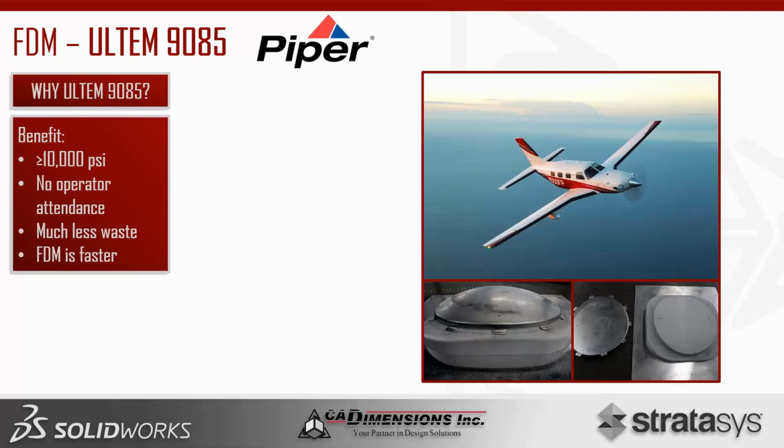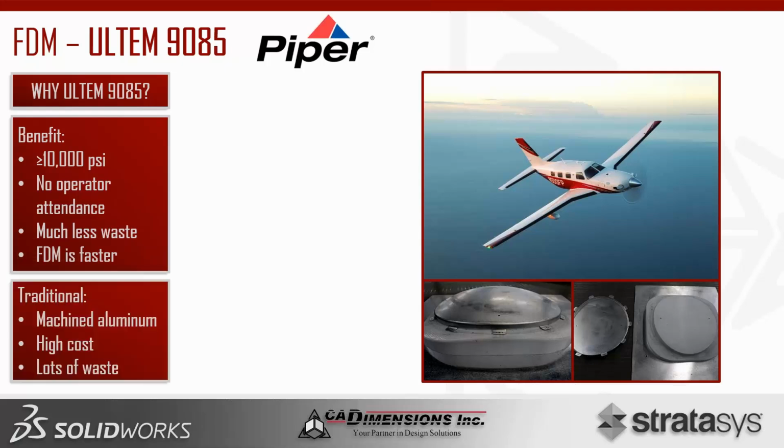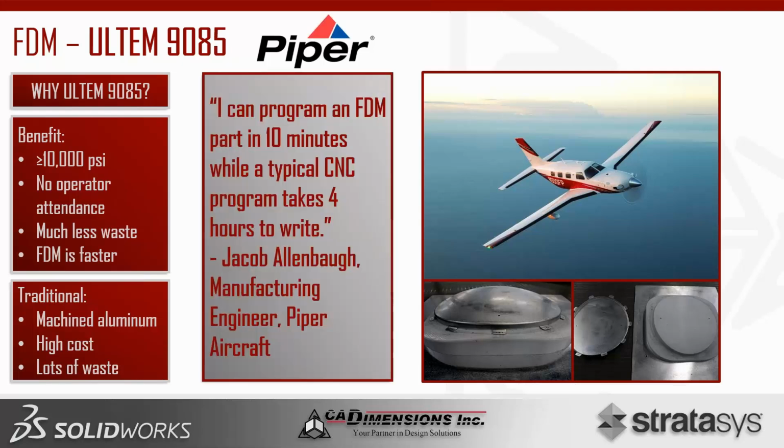And also, you have much less wasted material going from traditional to additive manufacturing methods. And FDM is normally faster than CNCing anyway. Traditionally speaking, they were machining these parts out of aluminum, which has a high cost and obviously lots of waste associated with that. We have Jacob Allenbaugh, manufacturing engineer at Piper Aircraft, who said he was able to program an FDM part in 10 minutes, while a typical CNC program takes about 4 hours to write. So in addition to the cost savings of the materials themselves, there was also a huge time-saving portion of this application, which allowed Jacob to then devote his time to more important and more pressing matters.